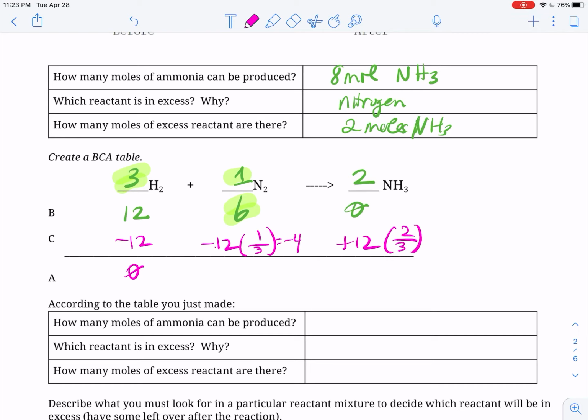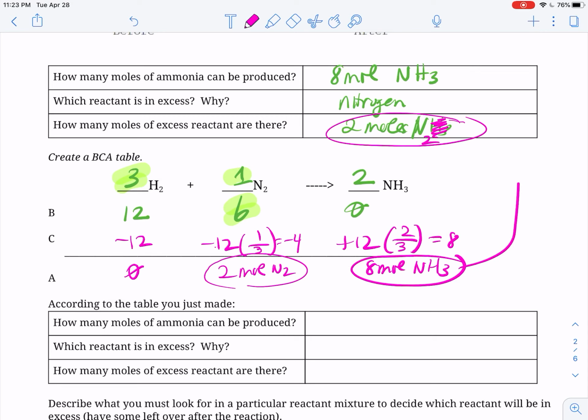That's my leftover. Oops. Oh my God, I should not be making videos at midnight. That's not a good idea. Sorry, nitrogen. Okay, so 2 moles of nitrogen are left over, all right? And then here I make 12 times 2, which is 24 over 3 is 8.